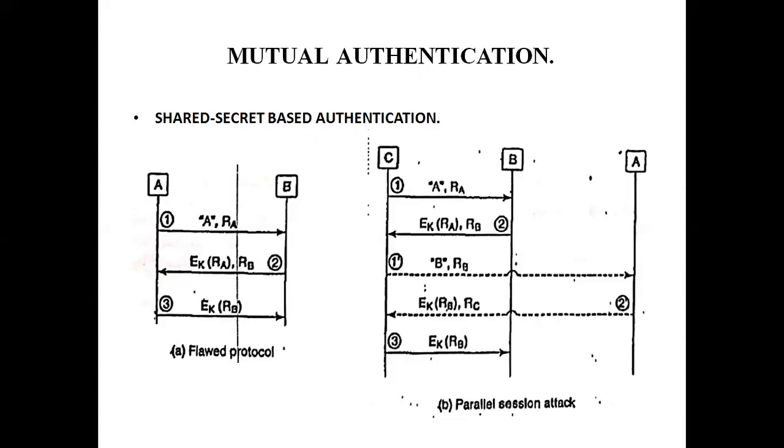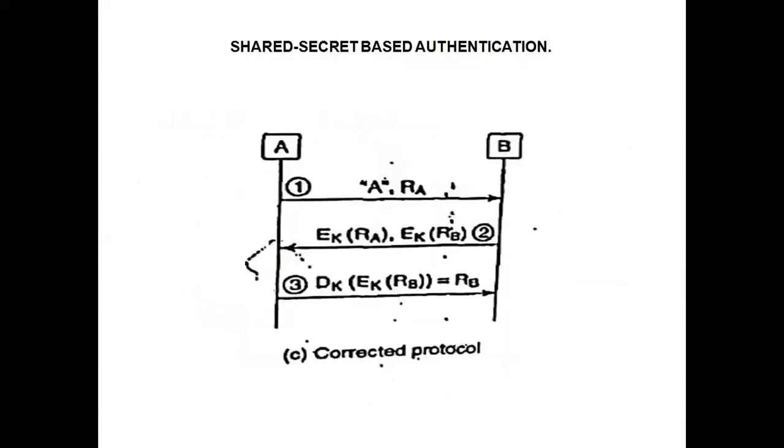Now what does message 3 do? Message 3 uses A's response, the encryption EK of RB, to complete the three-message authentication protocol with B. So what has the attacker C accomplished here? C has successfully impersonated A to B, since message 3 was required to complete the authentication of C, posing as A, to B. So that is mutual authentication.